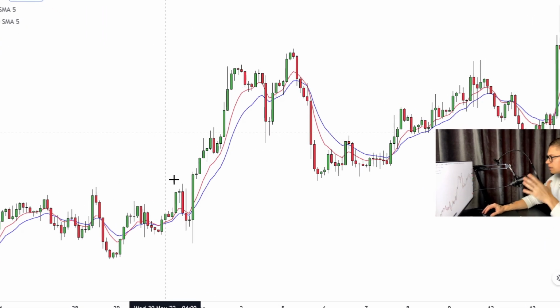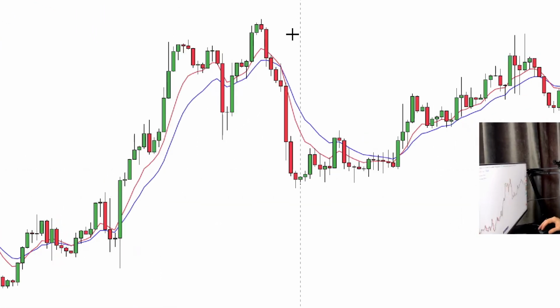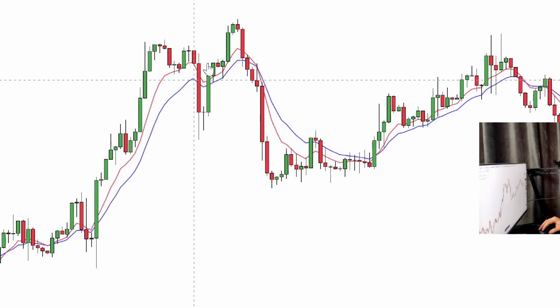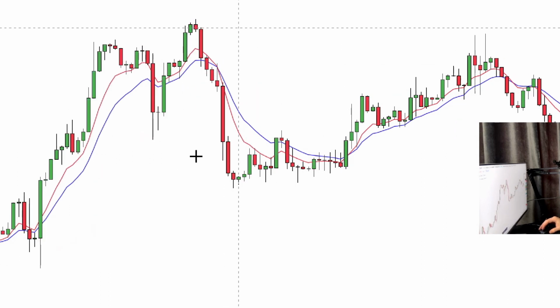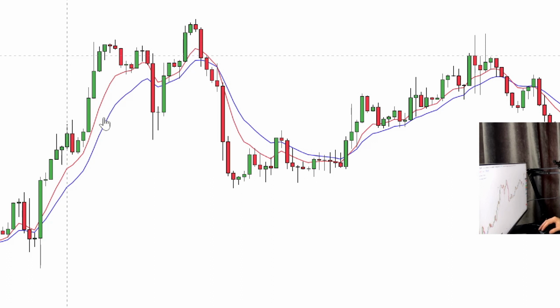Now, after you set everything up, this is how your chart should look like. You should have 2 different EMA lines which are crossing from time to time. And basically, in terms of time frames, you can use it on whatever time frame, and you can use it on whatever pair you like.